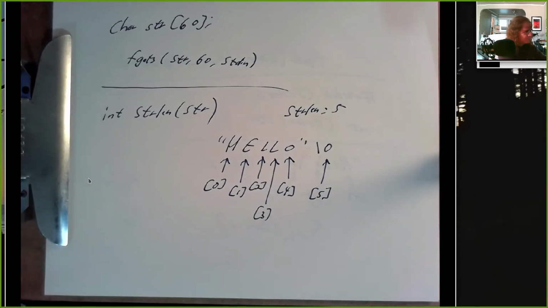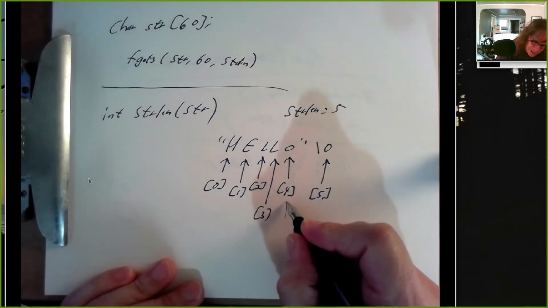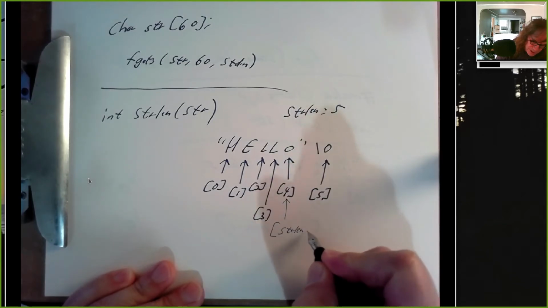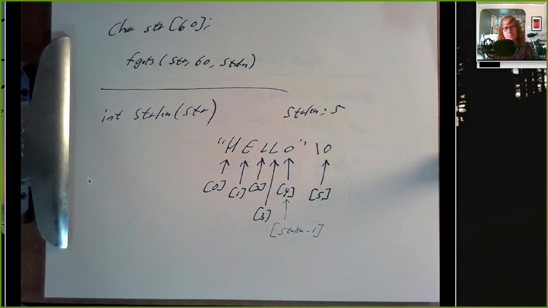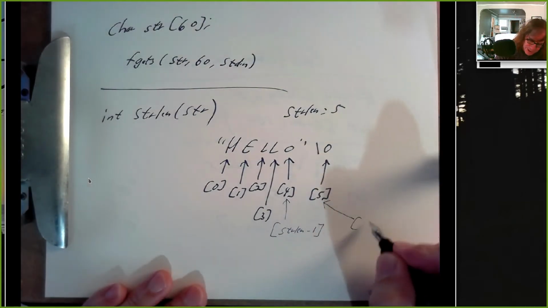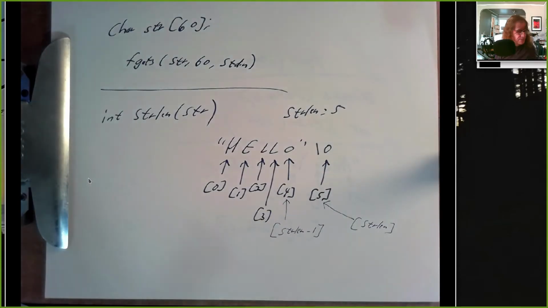What's possibly interesting to note here is that this last character always has the index of string length minus 1. And the null terminator always has the index of string length. Those can be useful sometimes.